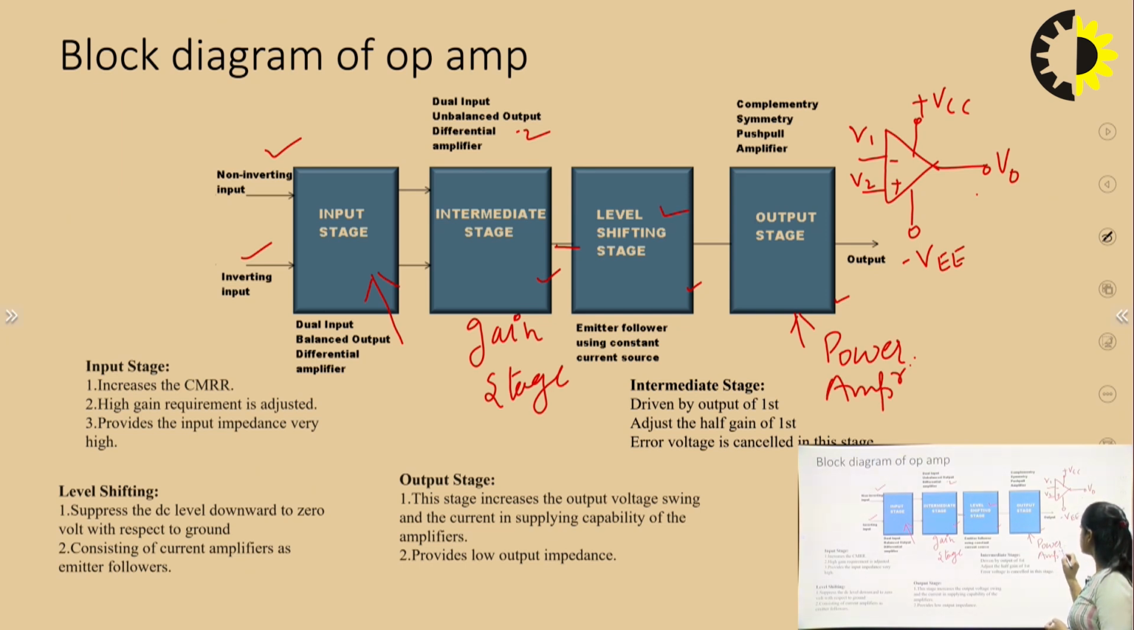Because at the output node the output is taken, we have to take care of that. So here a power amplifier is used to design the output stage. These are the 4 blocks, and the slide shows the usefulness of these blocks. Like the input stage is used to increase the CMRR, it is also used to adjust the high gain, and it also provides a very high input impedance. So the advantage of using these stages has been shown in the slide.